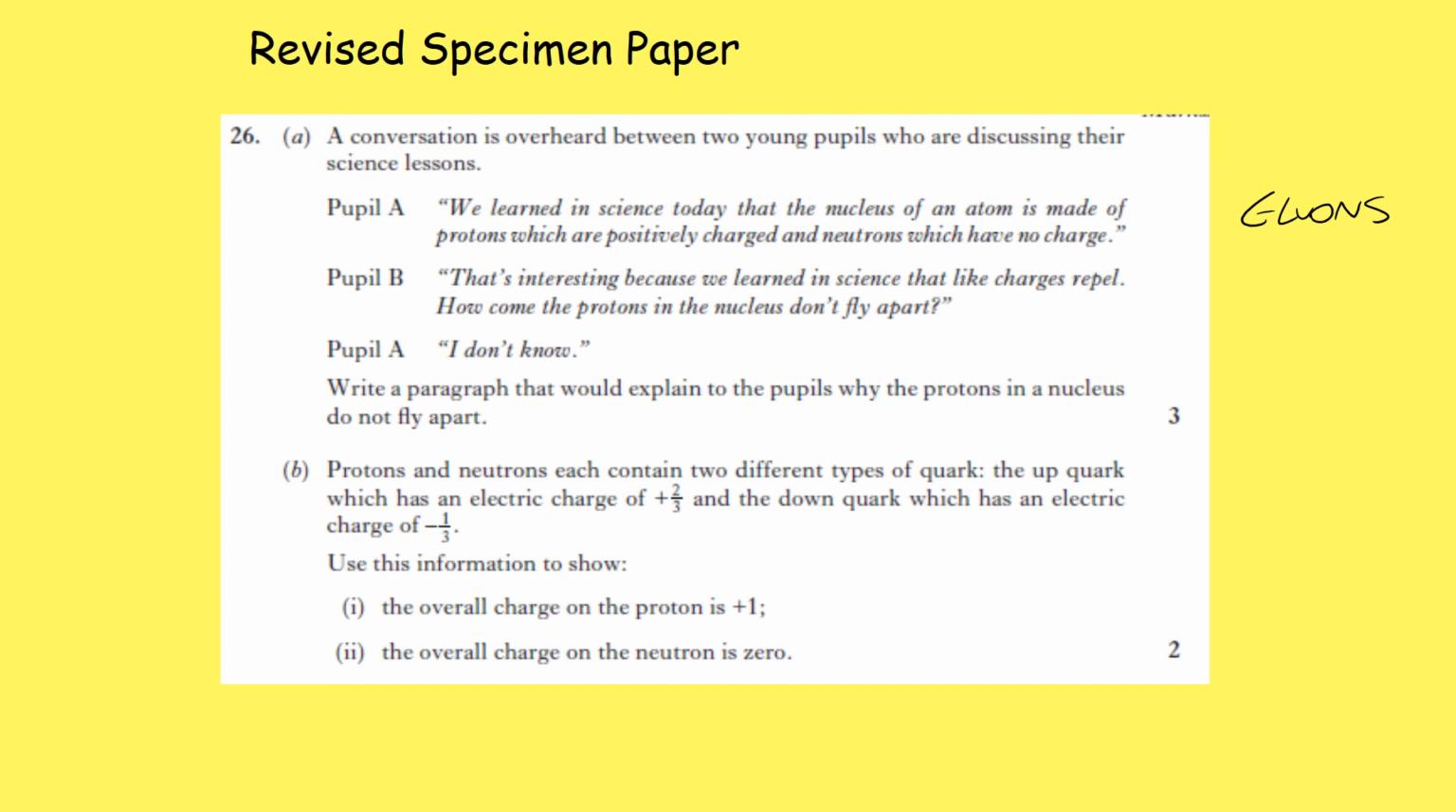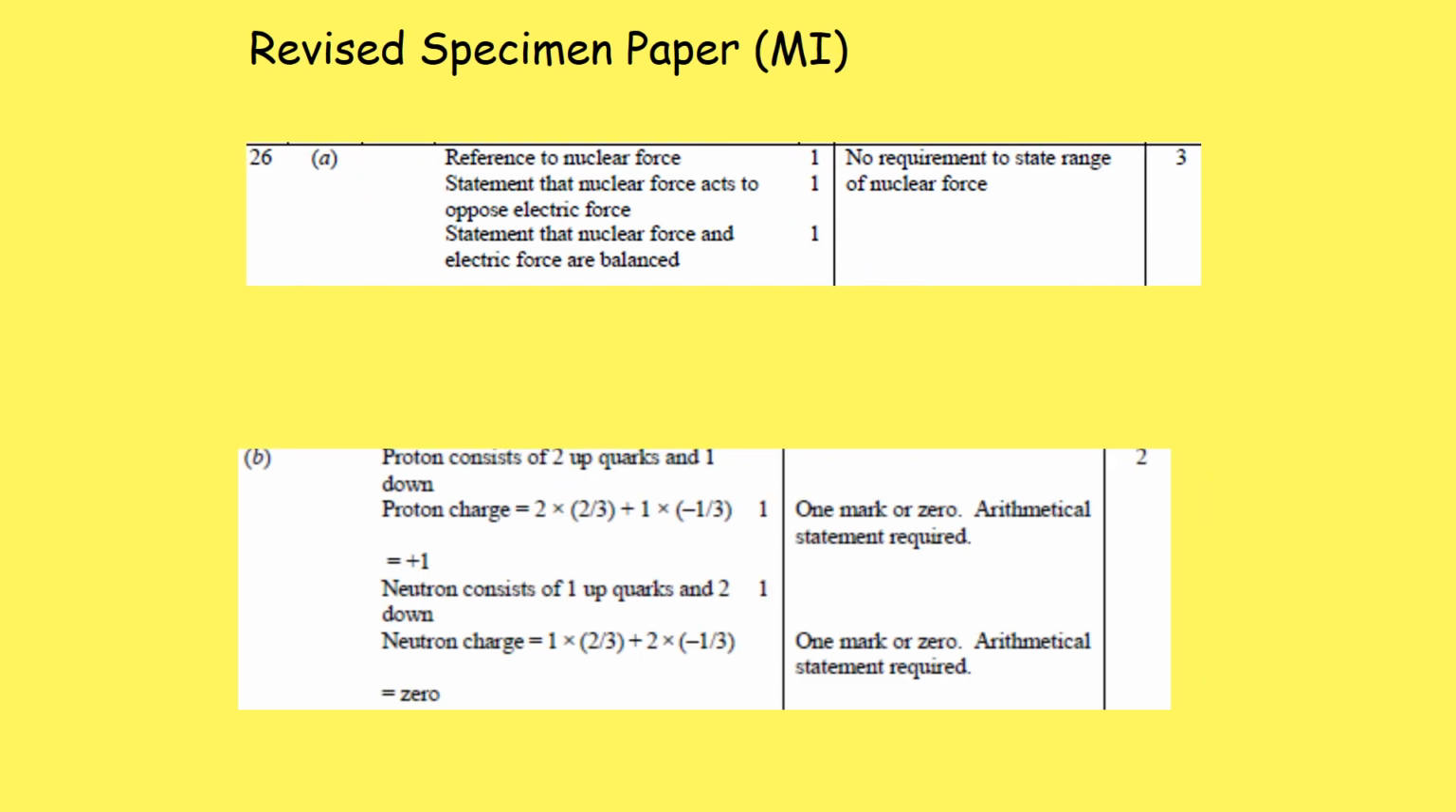Protons and neutrons each contain two different types of quark, the up quark, which has a charge of plus 2/3, and the down quark, which has an electric charge of negative 1/3. The overall charge on the proton is plus 1, the overall charge on the neutron is 0. This is like the previous question we had. The proton is made up of an up, up, down set of quarks, and the neutron is made up of an up, down, down set. So that is plus 2/3 plus 2/3 negative 1/3, and plus 2/3 negative 1/3 negative 1/3. This one equals plus 1 and this one equals 0.